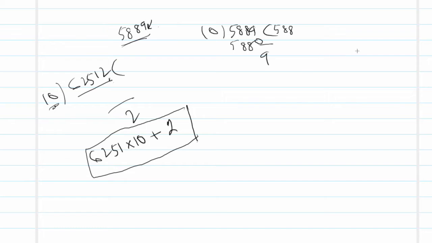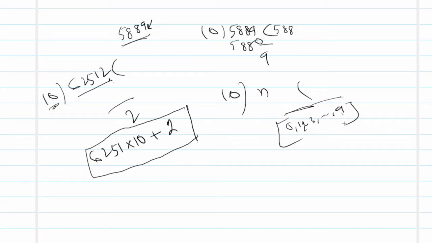In this way, for any general number n, if you divide it by 10, whatever you get as a remainder is the last digit. How many remainders are possible? 0, 1, 2, 3, and so on up till 9. These are the only possible remainders, and these are the only possible last digits. So for any general n, you divide by 10, and the remainder is the last digit. This is the theory.